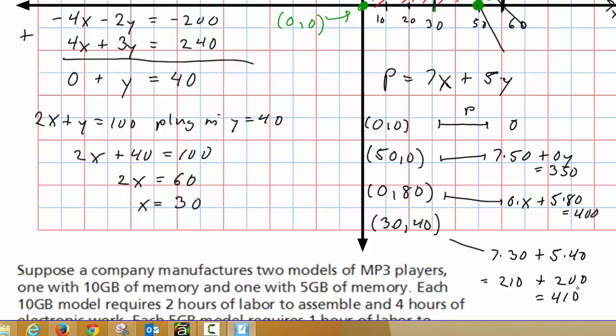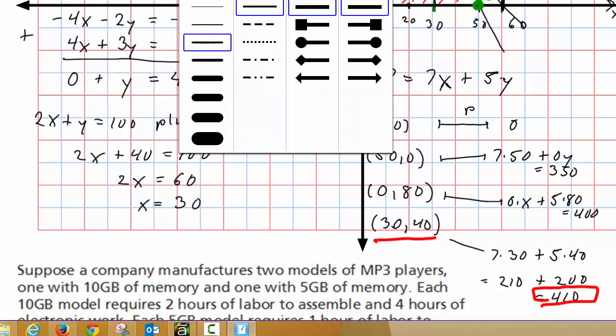So we see then that that is the biggest, right? Because we had these 4 vertices or corners, and plugging them into the profit function, we get the possible values 0, 350, 400, and 410. So 410 is the biggest. So that means (30, 40) is our optimal production policy.